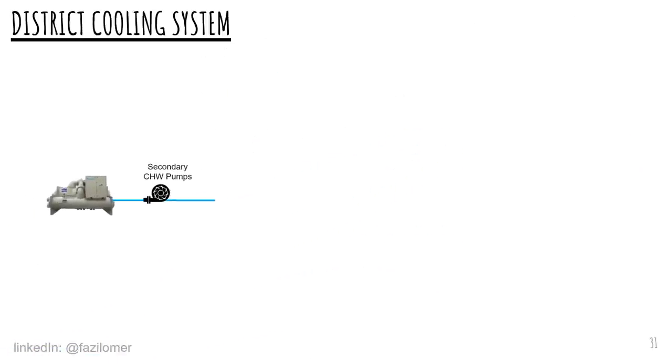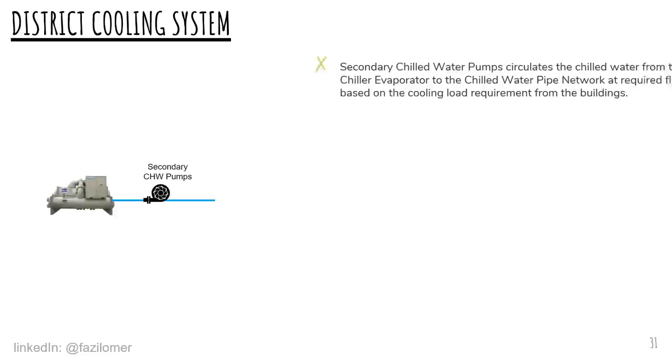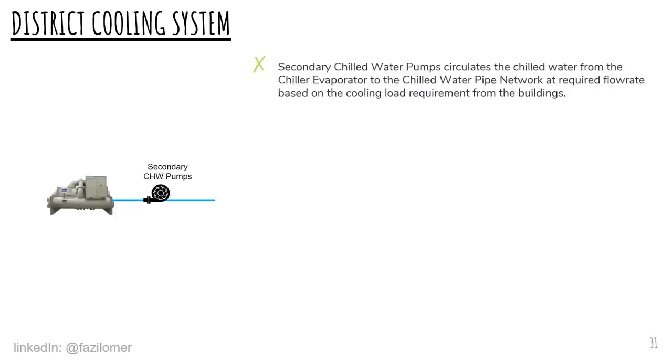As discussed in the chiller slides, the secondary fluid, that is, water gets cooled in the evaporator, and chilled water leaves the chiller evaporator. Secondary chilled water pumps circulate the chilled water from the chiller evaporator to the chilled water pipe network at the required flow rate, based on the cooling load requirement from the buildings.